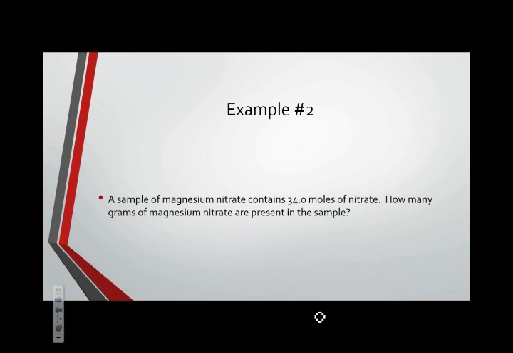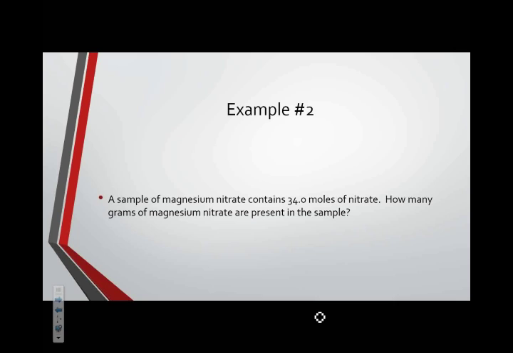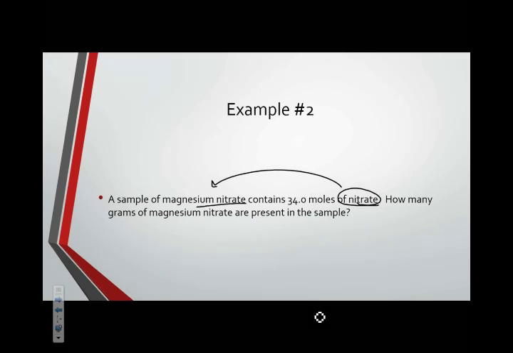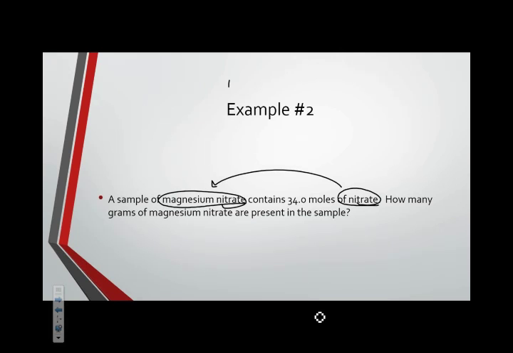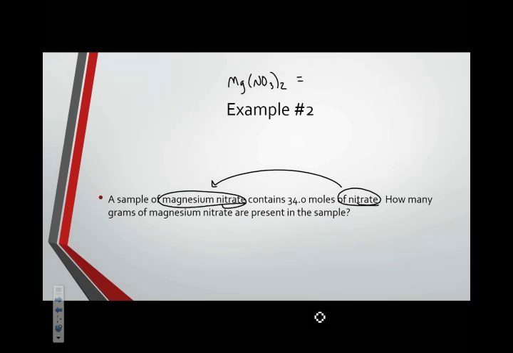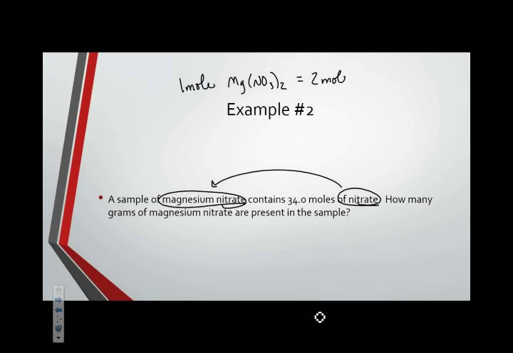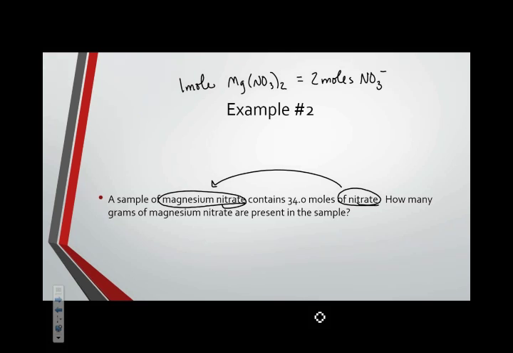One more example. You have magnesium nitrate. It contains 34.0 moles of nitrate. How many grams of magnesium nitrate are present in the sample? Well, again, we notice this time it's not telling me about a particular element, but it is telling me about a polyatomic ion that is present in this compound right here. Magnesium nitrate has a formula of Mg(NO3)2. So we know that 1 mole of magnesium nitrate contains 2 moles of nitrate. And I'm picking up on this 2 because there was a 2 in the formula.